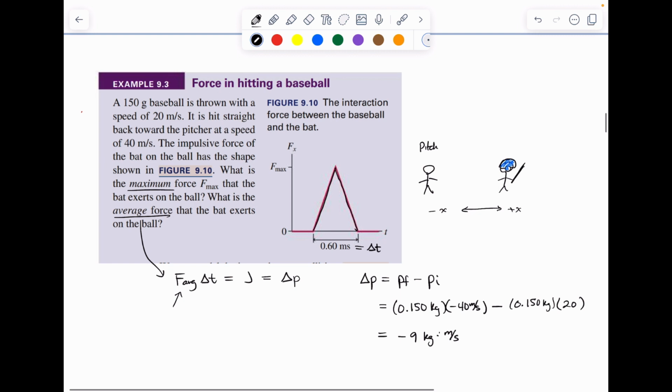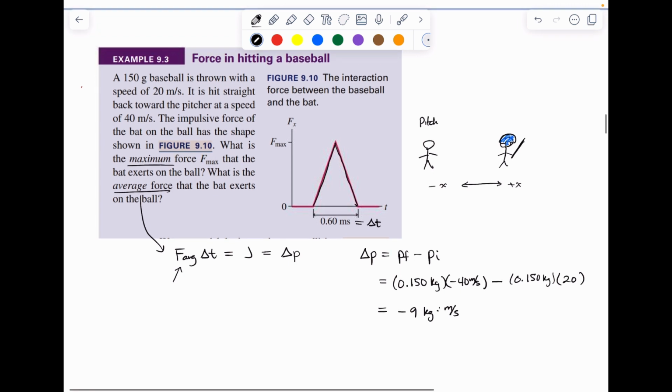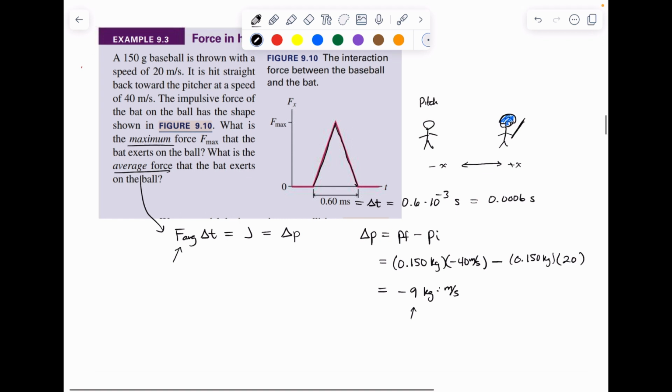Now, I suspect that really all we care about is the magnitude. As long as we have the 9, we know that's the size of the impulse. And then we know delta t. You might want to turn that delta t into SI units. So milliseconds, this is 0.6 times 10 to the negative 3 seconds. The way we would write this would be 0.0006 seconds. So that's our delta t.